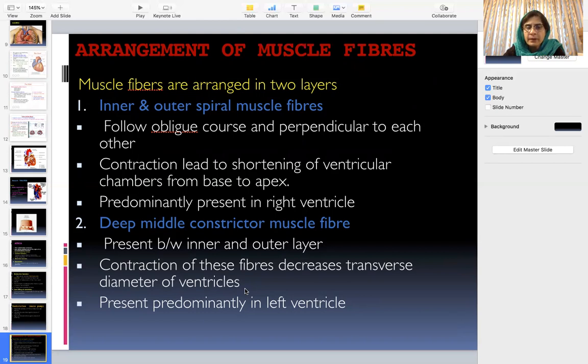Whereas the deep middle constrictor muscle fibers are present between the inner and outer layers, in the middle layer, and the contraction of these middle constrictor muscles decreases the transverse dimension or diameter of the ventricles, and they are predominantly present in the left ventricle. So deep middle constrictor fibers are predominantly present in the left ventricle, and the inner and outer spiral muscles are predominantly present in the right ventricle.